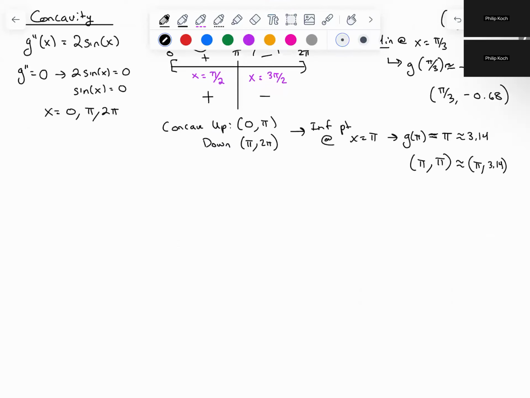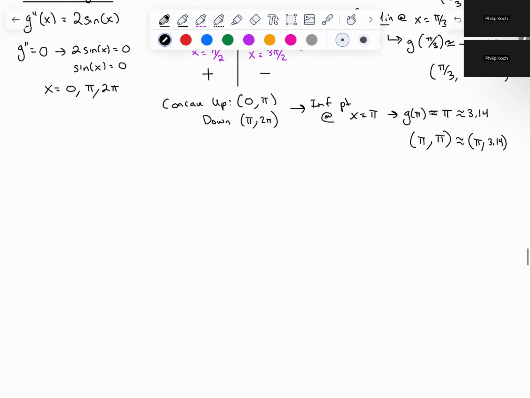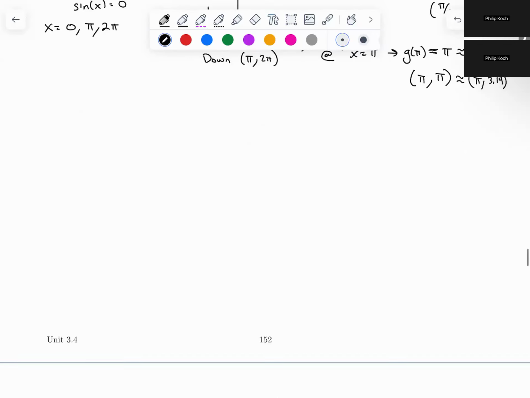Everybody good? So I'm only working on the interval from 0 to 2 pi, so I only really need the right half of the coordinate plane. What I'm going to draw, and if this was a problem on the exam I would definitely give you a nice graph to work with, is going to look roughly like this.